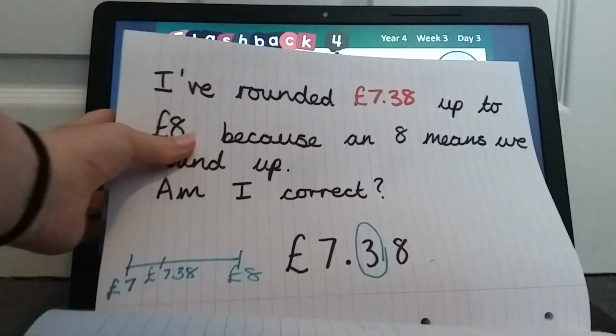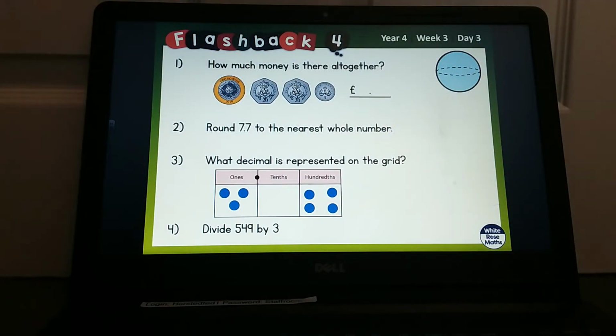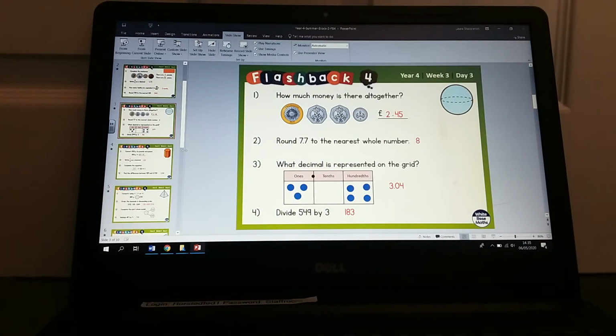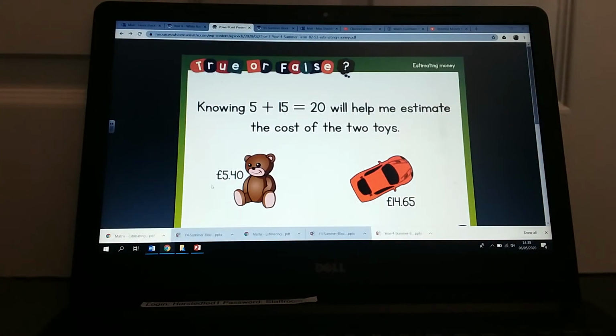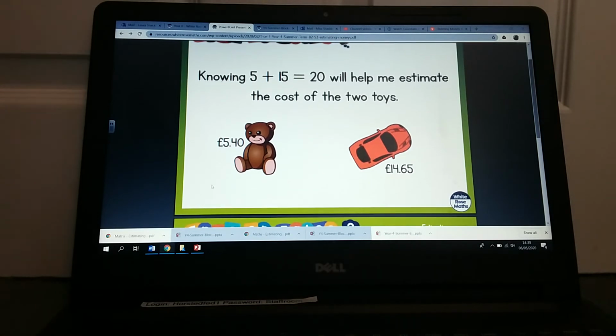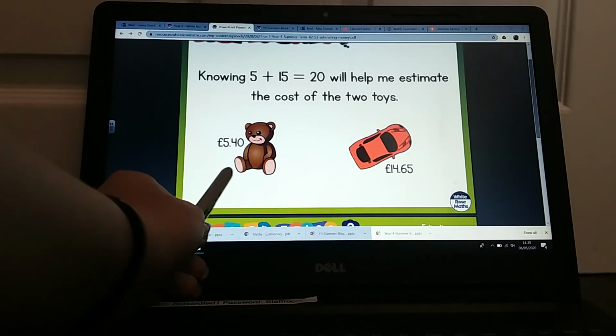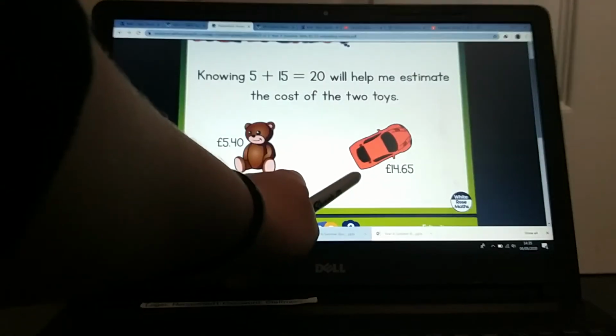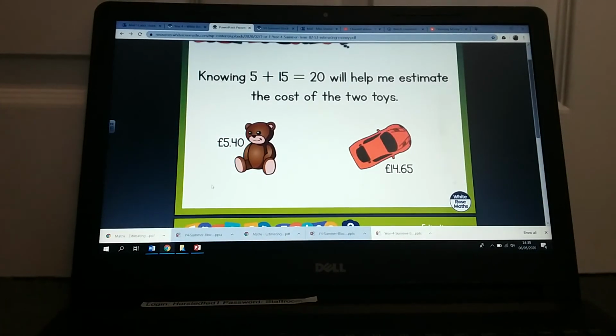Okay, so I've got another question for you. It's a true or false question. So have a look. Knowing that 5 add 15 equals 20 will help me to estimate the cost of the 2 toys. The teddy bear is costing me £5.40 and the car is costing me £14.65. Will knowing 5 add 15 equals 20 help me to estimate the cost of the 2 toys?